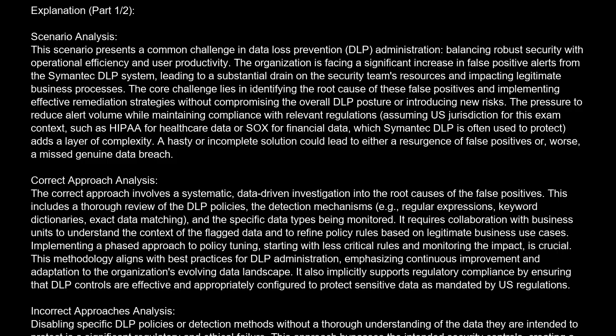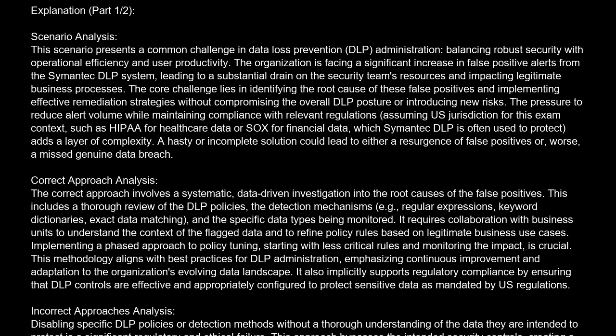The pressure to reduce alert volume while maintaining compliance with relevant regulations, assuming U.S. jurisdiction for this exam context, such as HIPAA for healthcare data or SOX for financial data, which Symantec DLP is often used to protect, adds a layer of complexity. A hasty or incomplete solution could lead to either a resurgence of false positives or, worse, a missed genuine data breach. Correct approach analysis. The correct approach involves a systematic, data-driven investigation into the root causes of the false positives.